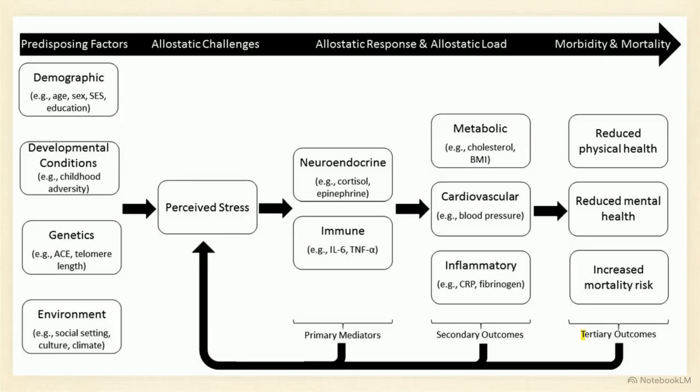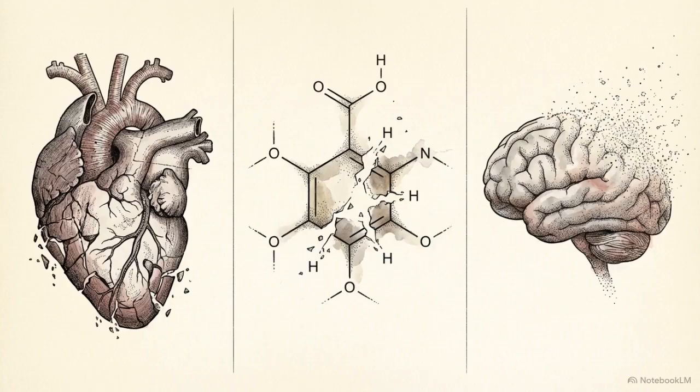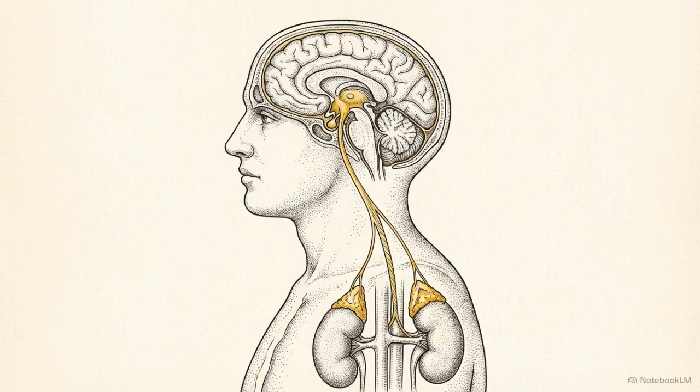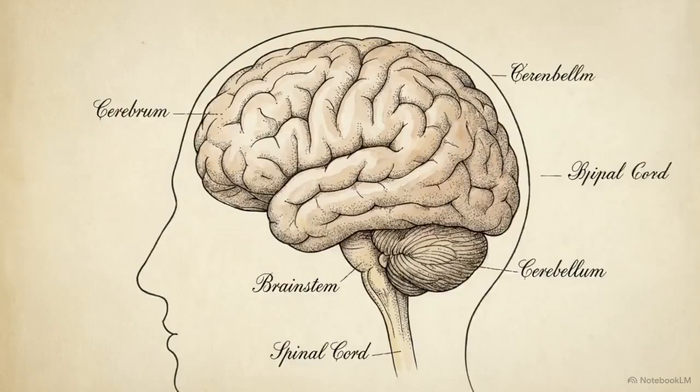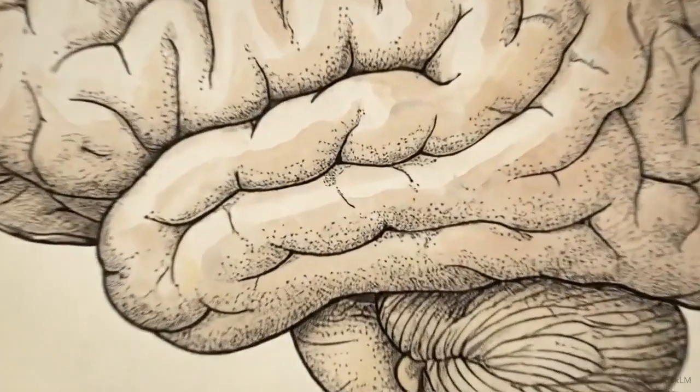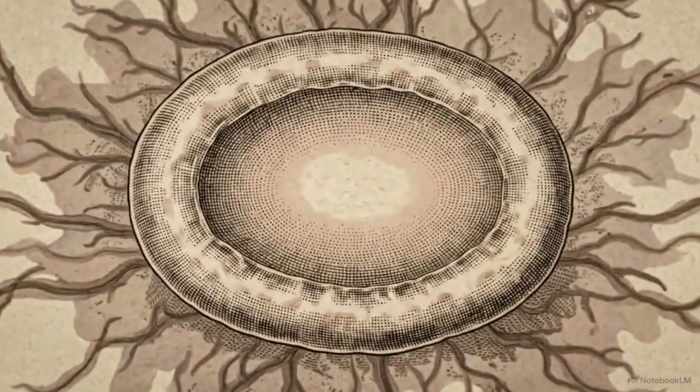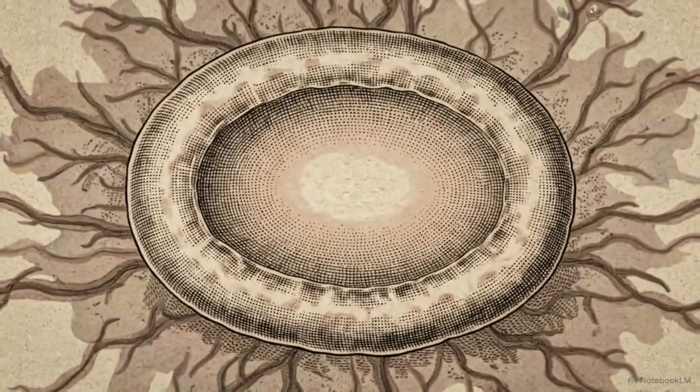The final step of this cascade leads to tertiary outcomes. A fully depleted organ reserve crosses the threshold into irreversible diagnoses: cardiovascular disease, metabolic syndrome, and cognitive decline. The neuroendocrine mechanisms that ensure short-term survival are precisely what destroy the organism over the long term if the system cannot be switched off. The rate at which an organism ages at the cellular level is governed by how its central nervous system processes and adapts to environmental stress.